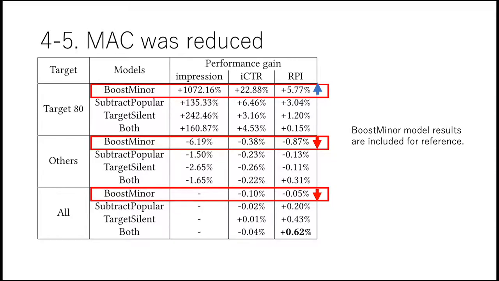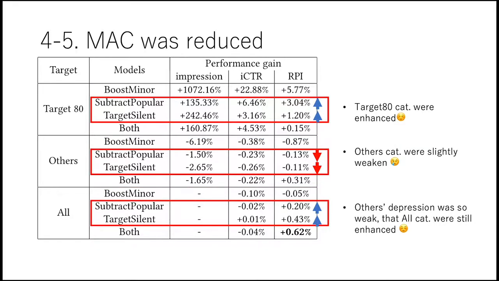And the result is like that. Target 80 was increased, but others were decreased too much. So the total result was negative. This is the previous result. However, in the SubtractPopular model and TargetSilent model, the Target 80 category was also enhanced, and other categories were slightly weakened. And this is an important point: other depressions were so weak that all categories were still enhanced.